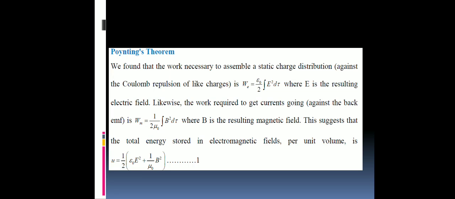This suggests that the total energy stored in electromagnetic fields per unit volume is U equals 1 by 2 (epsilon naught E squared plus 1 by mu naught B squared). This is equation number 1.